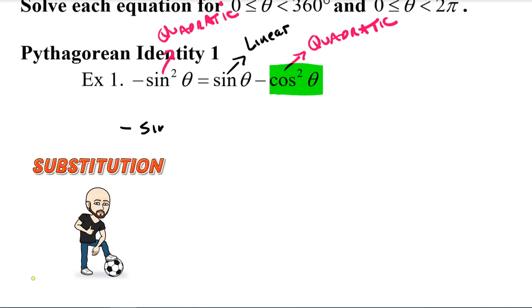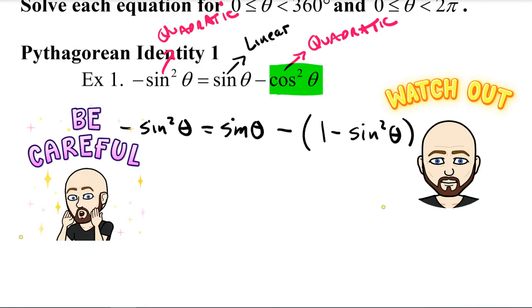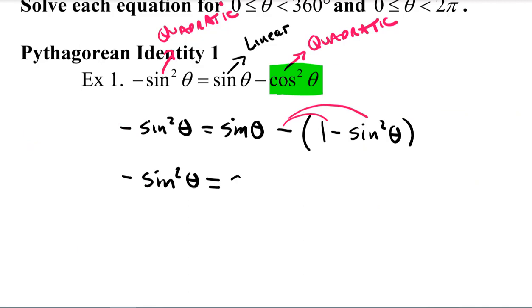So negative sine squared theta equals sine theta. And this is where you have to be careful. Watch the minus sign, and then it's 1 minus sine squared theta. From here, be uber careful when you distribute that negative sign, because a lot of people might make a mistake right there. So you'd have negative sine squared theta equals sine theta minus 1 plus sine squared theta.